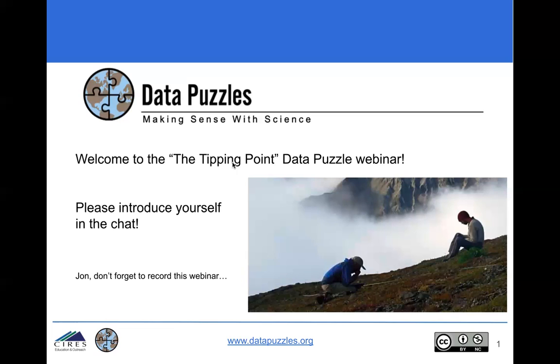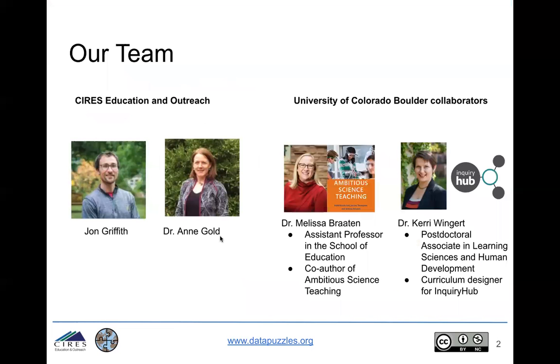So without further ado, who am I? It's really fun. There are a few new faces in here tonight. My name is John Griffith, and I'm a curriculum developer with the CIRES Education and Outreach team. CIRES stands for the Cooperative Institute for Research in Environmental Sciences. It's a cooperative with NOAA and CU Boulder, so about 800 scientists from those two organizations. We work with those scientists to take their contemporary research and try to get it into K-12 classrooms.